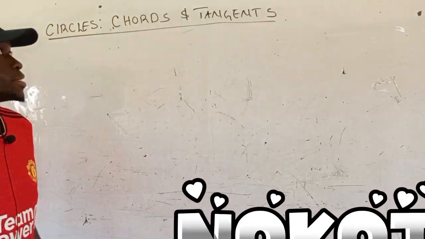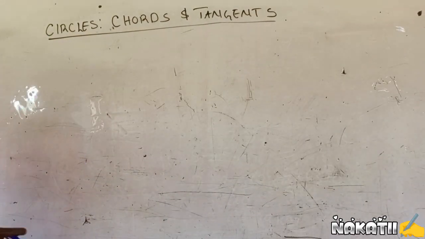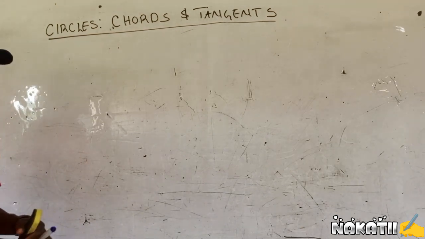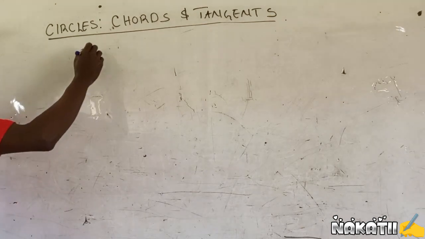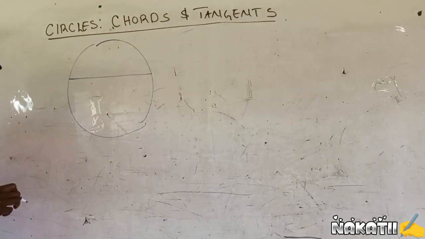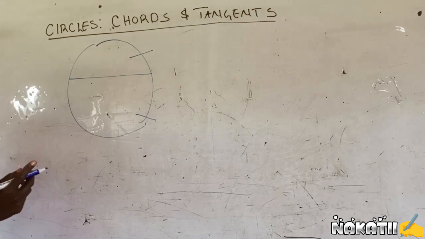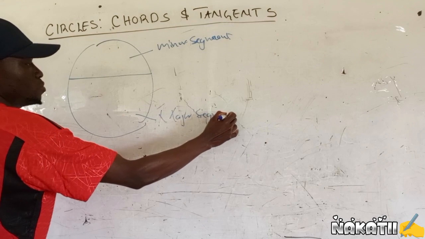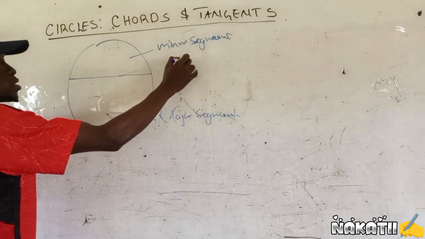Today I want us to look at this topic, circles, and in circles we are dealing with chords and tangents. Now, what are chords? A chord is a line that divides a circle into two parts. You can have a major segment and a minor segment. If this is my circle, then this one can be my chord. This one we call a minor segment, and this one is called a major segment. So this is what we call a chord.